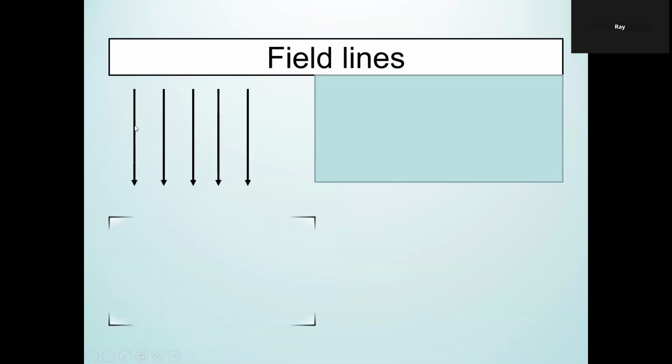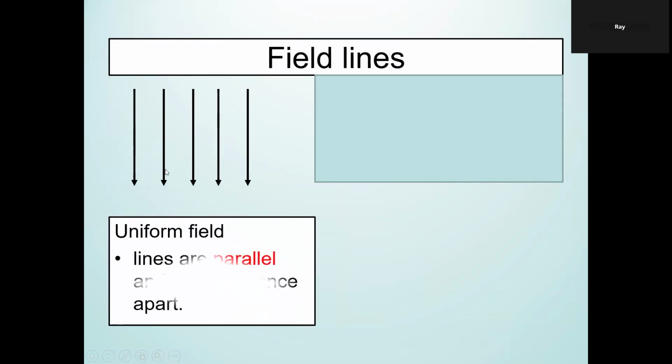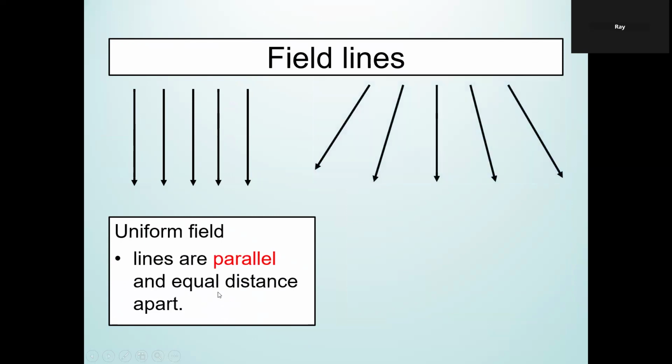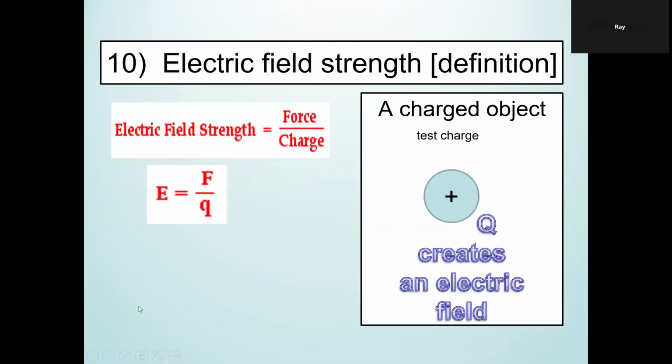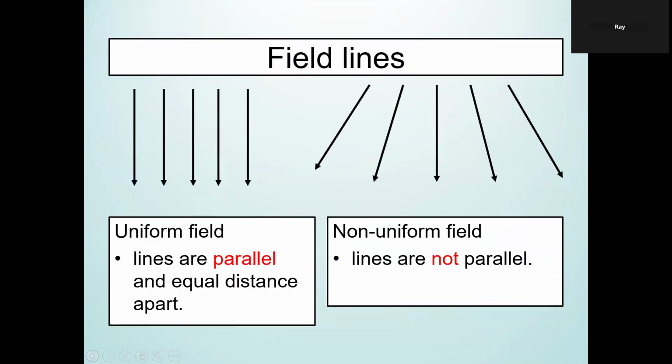This is called a uniform electric field. The lines are parallel and equal distance apart. These are non-uniform fields. The lines are not parallel. Let you absorb that before I carry on.